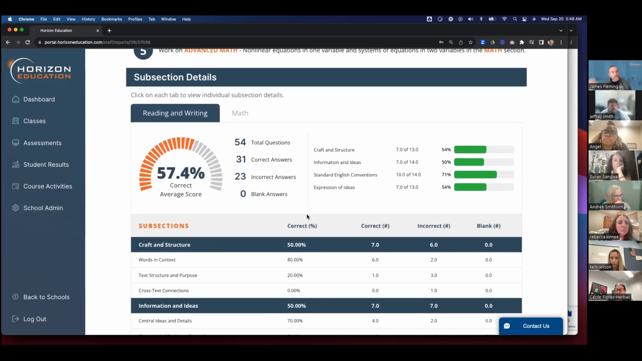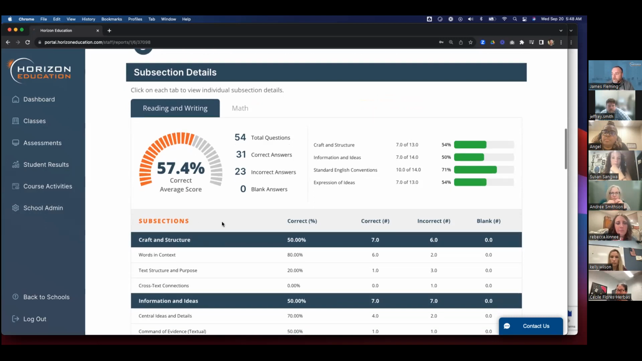Okay, we're still on a student score report. Underneath this is the subsection details. This is really where a student is able to dig into their own results, start to understand their own performance, and start setting some goals. I know one of our objectives for this morning is to talk a little bit about student goal setting, and that really starts here on the student level.